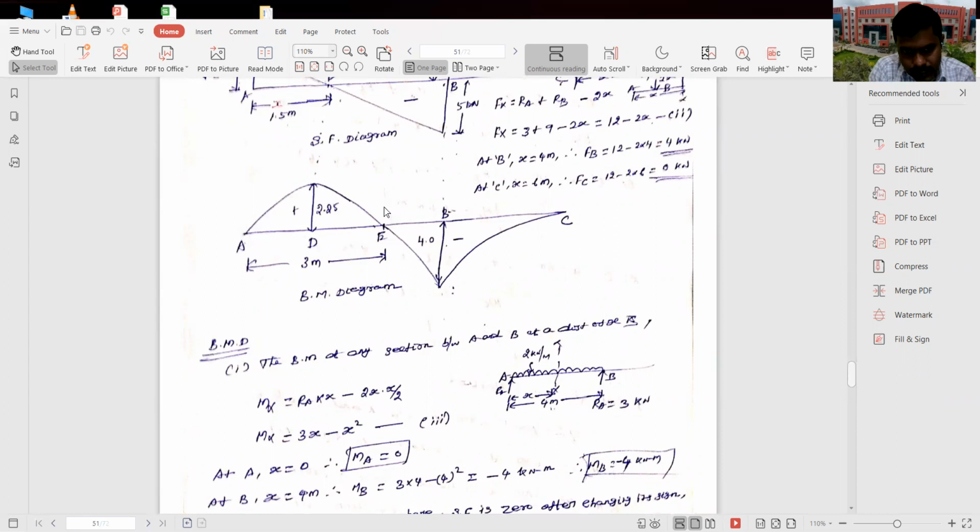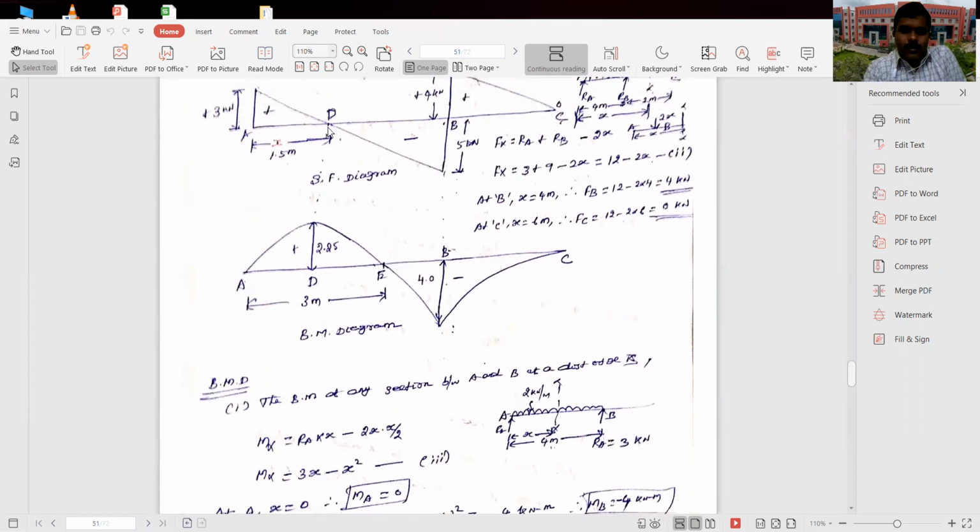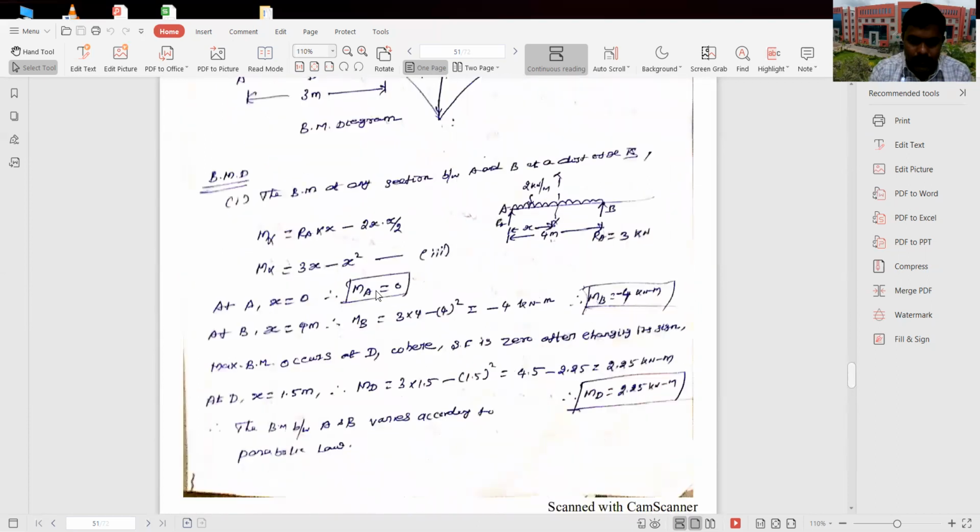So somewhere else, the bending moment changes its sign from positive to negative. That is called the point of contraflexure. Where the shear force value is 0, the bending moment value will be maximum. Where the bending moment is 0, that point is the point of contraflexure. Keep in mind, where the shear force changes its sign from positive to negative, that point is called the maximum bending moment point. Where the bending moment is 0, that point is called the point of contraflexure or point of inflection. Okay, so keep that in mind.